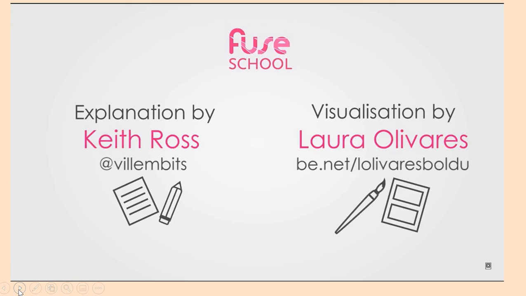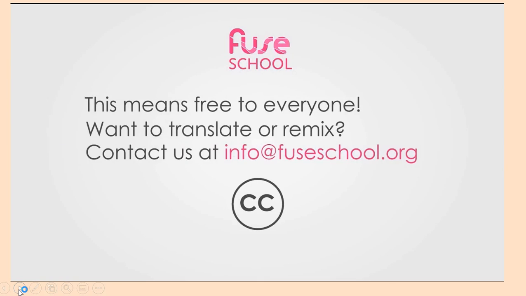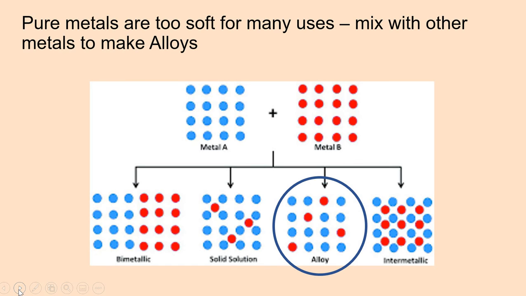Okay, so that video will have given you a quick overview on the various types of alloys that we're looking at and some of their different properties. So, as was said, pure metals are far too soft for most of our everyday uses, so we mix them with other metals to make alloys, and that's depicted in this diagram here.